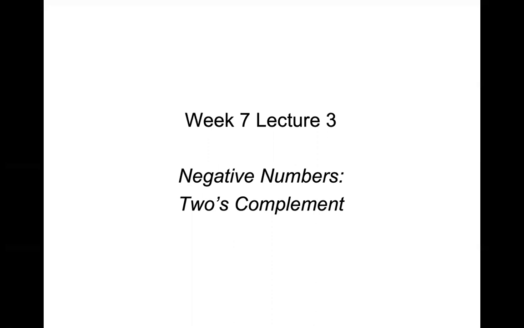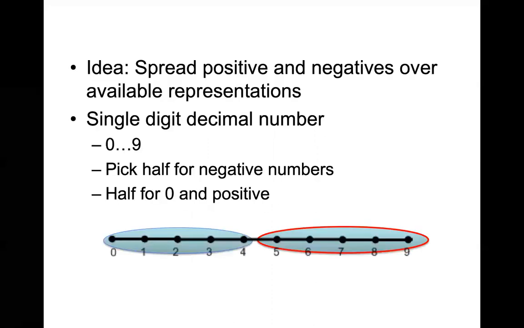So let's get going. The basic idea here is to spread the positive and negative numbers over the available representations. For this particular lecture segment, we're not going to look at binary numbers. We're going to instead look at a fixed width decimal number, and in particular, the fixed width decimal number is going to be 1 digit wide. So one decimal digit can represent the digits 0 through 9, and so we have 10 possible numbers that we can represent.